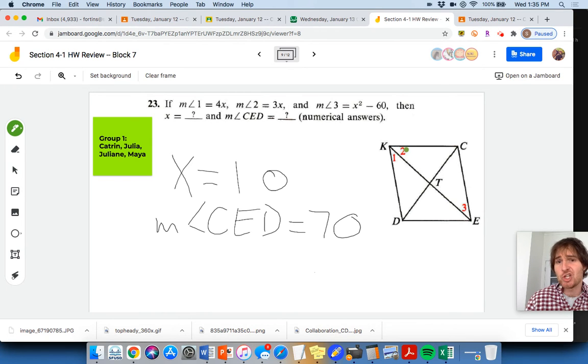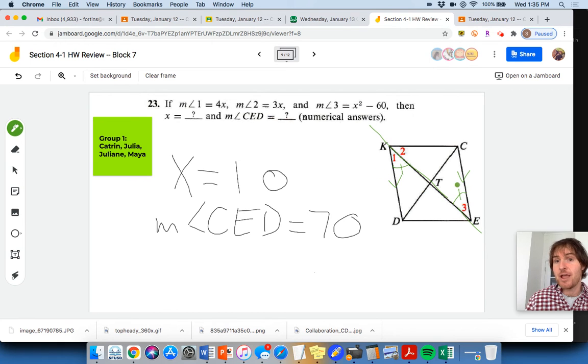We don't have enough information. It looks like angle 2 is bigger than angle 1. But what we do know is that angle 1 is congruent to angle 3. And we know that because by definition of a parallelogram, KDEC, KD would be parallel to CE. So these are parallel lines cut by a transversal. Look at that transversal. That line is cutting these two parallel lines.